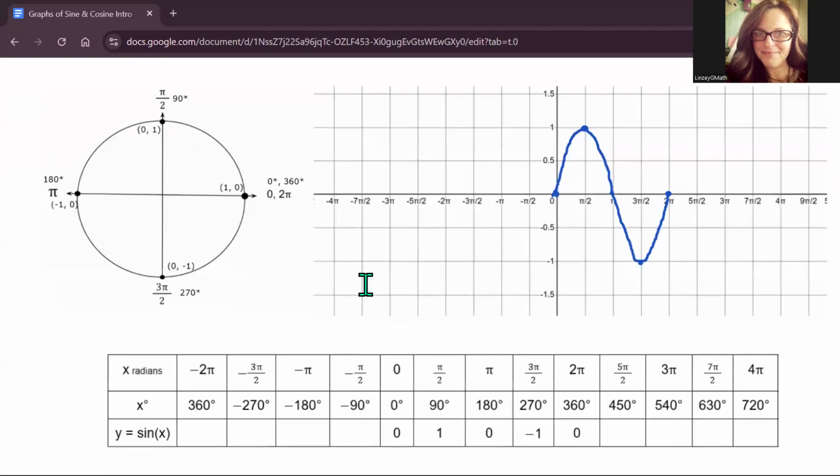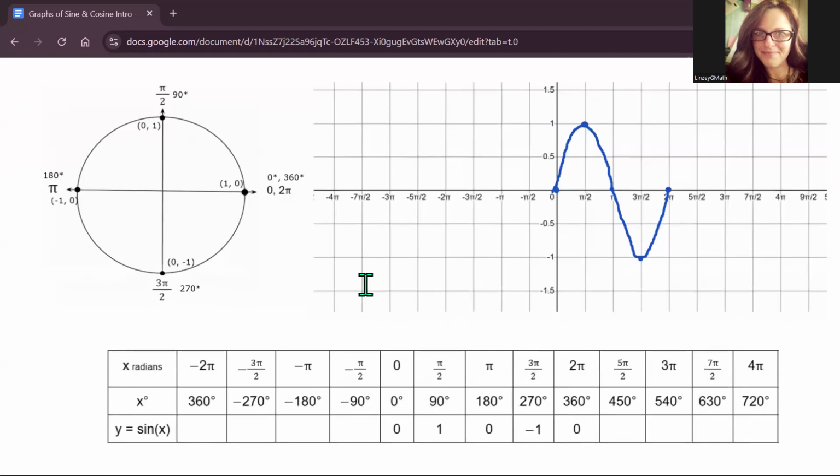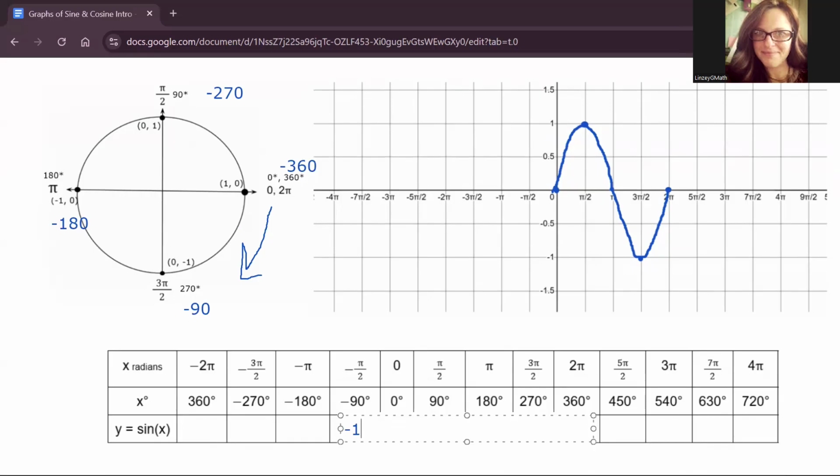So here is one cycle that we just graphed. And let's go to the left. We'll go clockwise around our circle, -90 degrees, -180 degrees, -270 degrees, and back to -360. And we can fill in our table. -90 degrees, the y coordinate is -1.